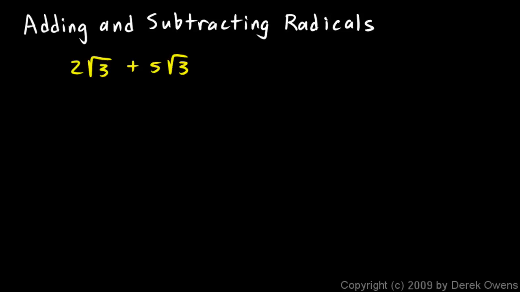This is very similar to adding expressions with variables. This would be very similar, for example, to saying 2x plus 5x, or very similar to saying 2 apples plus 5 apples, like that. And this should be pretty clear to you. 2 apples plus 5 apples is 7 apples. 2x plus 5x is 7x. In the same way, 2 root 3 plus 5 root 3 is 7 root 3.